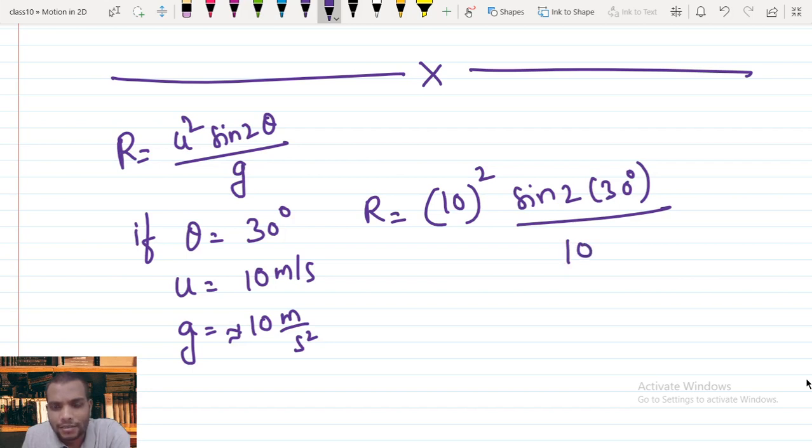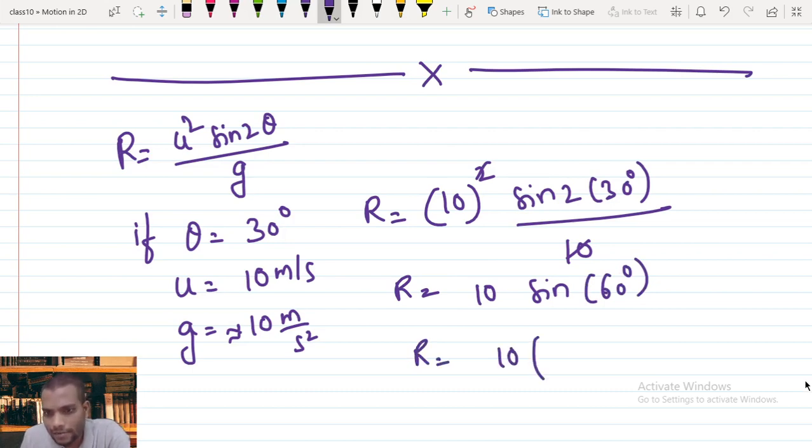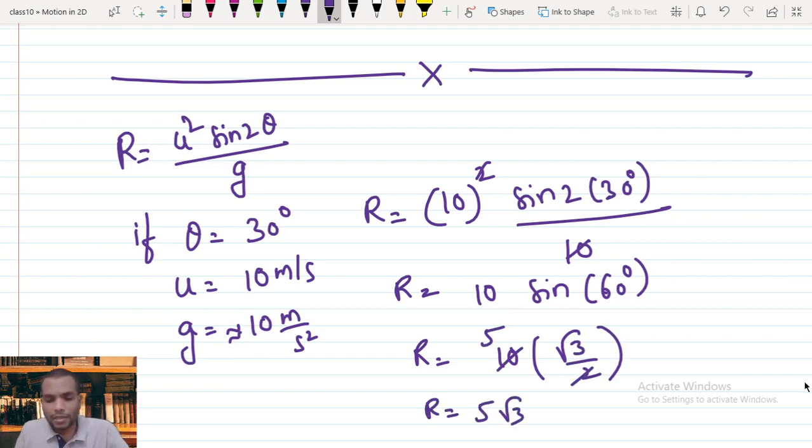So R equal to u value 10 square and sine 2 times 30 upon 10. So 10 in 10 square, you get R equal to 10 in the numerator, sine 2 times 30, here we get sine 60. So R equal to 10 times sine 60. Sine 60 value is equal to root 3 upon 2. So 10 into 1 half is 5 times root 3, so R equal to 5 root 3. Let me get the value in the calculator.